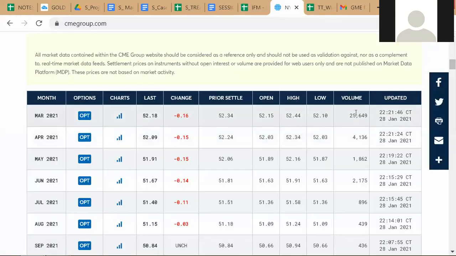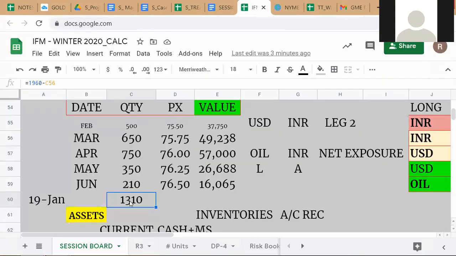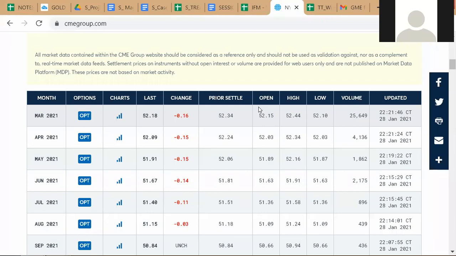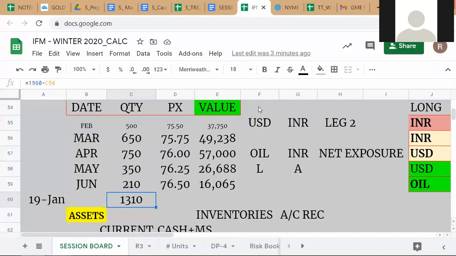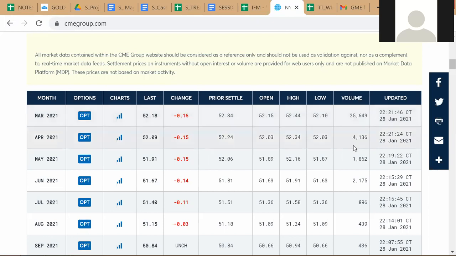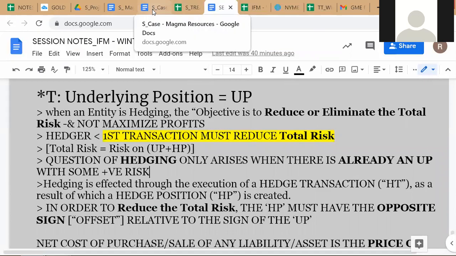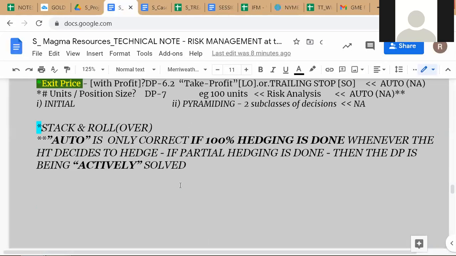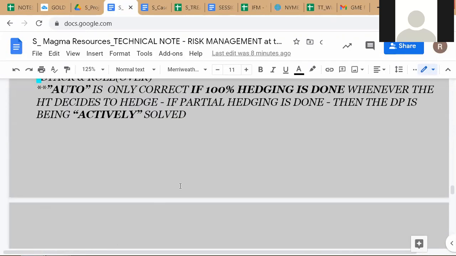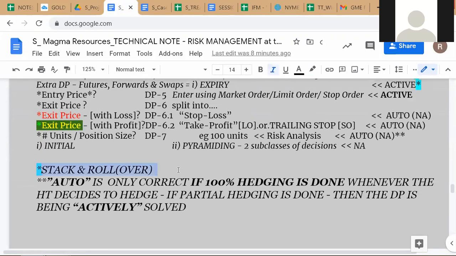Now you'll have to do a spread transaction for an amount of 1310 contracts. You will tell the broker the amount is 1310 contracts, and this is how the transactions are done. You will tell the broker that you want to do a future spread. What is my position in March? I'm long, right? So I want to do a future spread which is sell March and buy April. Let's try to write this somewhere so that we can talk about it. Stack and roll. Let's explain this in the notes which we have.